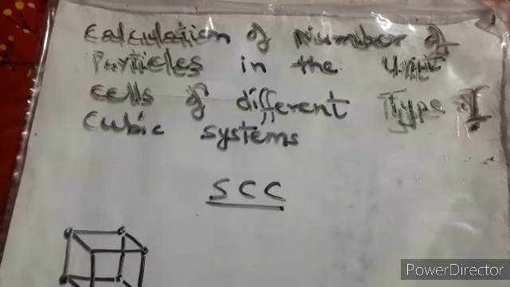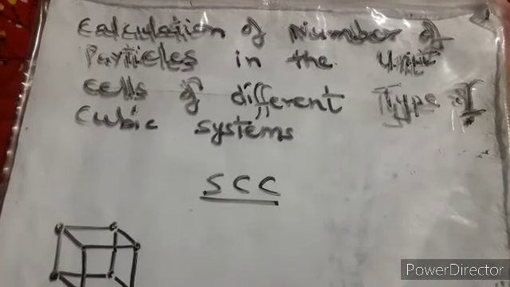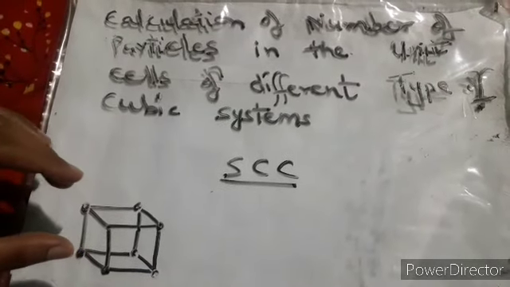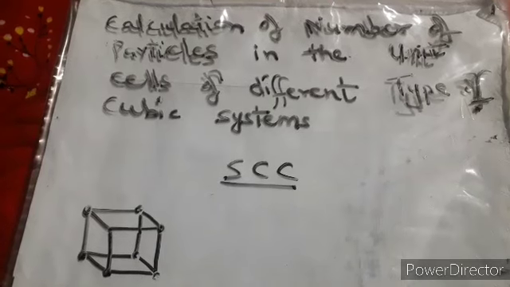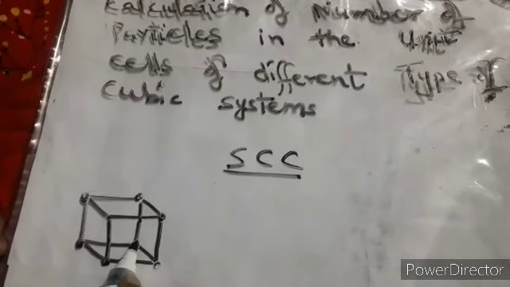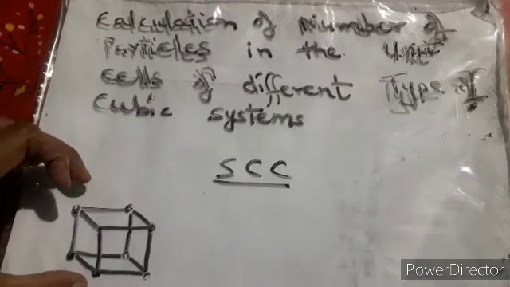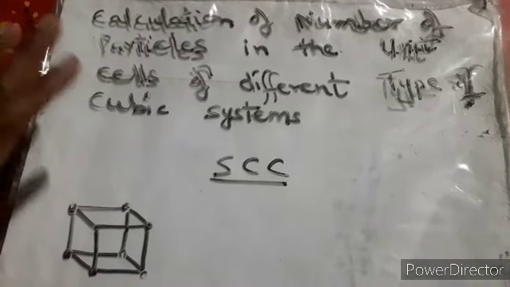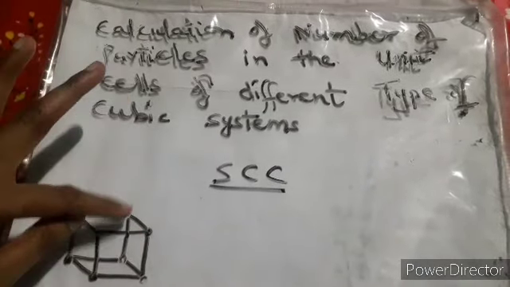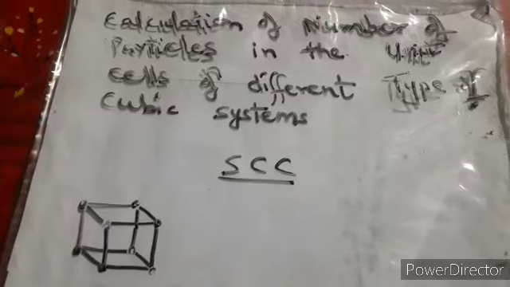Now we are starting a new topic: calculation of the number of particles in the unit cell of different types of cubic system, and I'm focusing on the first one. You have to calculate how many atoms can be held by the simple cubic cell. You can see that 8 corners are there and you are placing atoms on the 8 corners, but it doesn't mean that this unit cell will hold 8 atoms, because I am taking one unit cell, but they are attached in a group, they are present in a lattice. So the atoms attached on the corners are shared by other unit cells also. You have to keep this in mind.